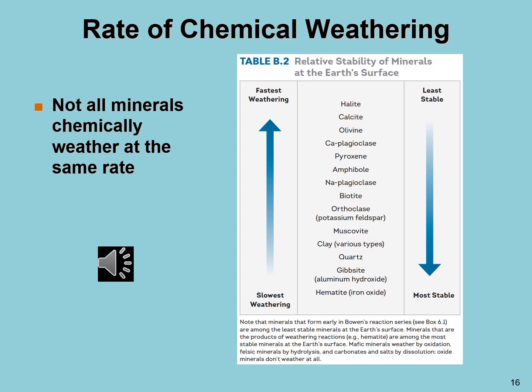Not all minerals undergo chemical weathering at the same rate. Some weather in a matter of months or years, whereas others remain unweathered for millions of years. Minerals that form in Bowen's reaction series are among the least stable on the Earth's surface. Minerals that form from the products of weathering reactions are among the most stable minerals at the Earth's surface. Mafic minerals weather by oxidation, felsic minerals by hydrolysis, carbonates and salts by dissolution. Oxide minerals don't weather at all.